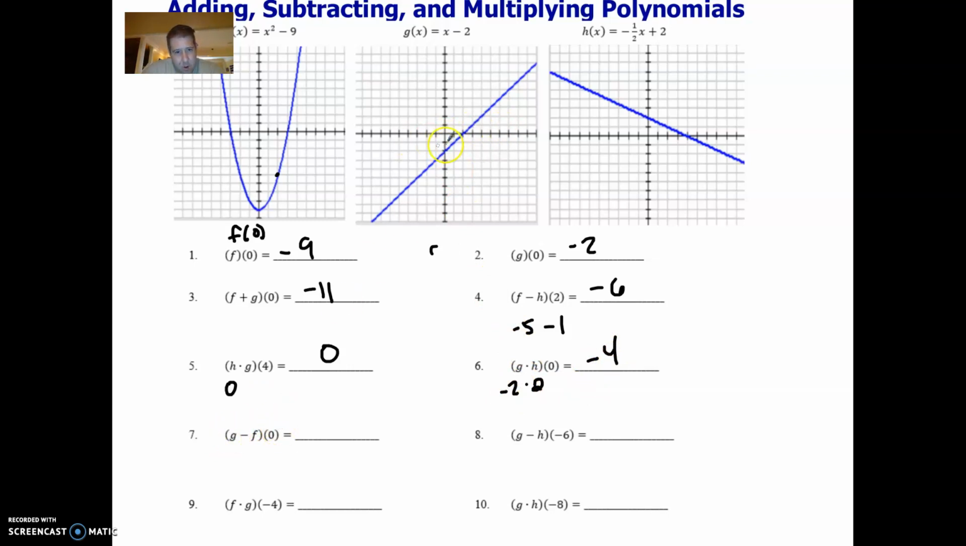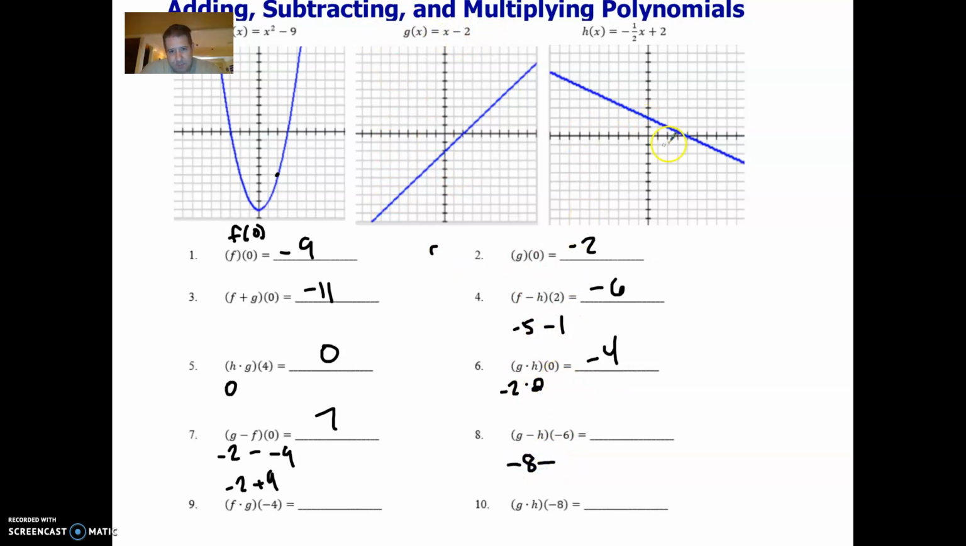g of 0, I just did that, it was negative 2, minus f of 0, which was negative 9. Negative 2 minus negative 9 is really negative 2 plus 9. And then if you add, you get 7. g of negative 6. 1, 2, 3, 4, 5, 6. You know what? It's a lot of counting of blocks. I'm just going to put it into the equation. Negative 6 minus 2 more makes negative 8.